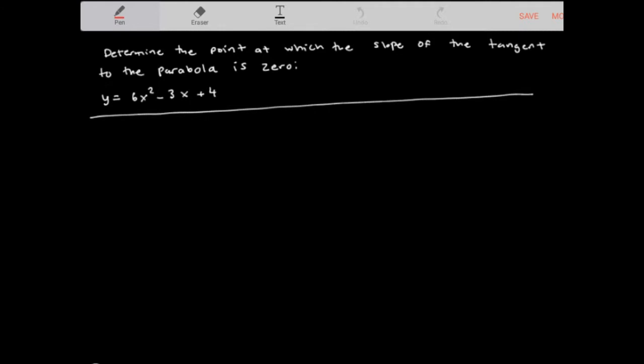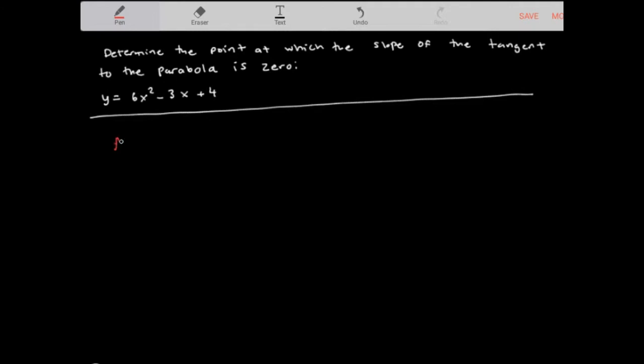Alright, let's determine the point at which the slope of the tangent to the parabola is 0, and the equation of the parabola is y equals 6x squared minus 3x plus 4. So let's find the slope of the tangent at any point on this parabola. So let's find the derivative function.